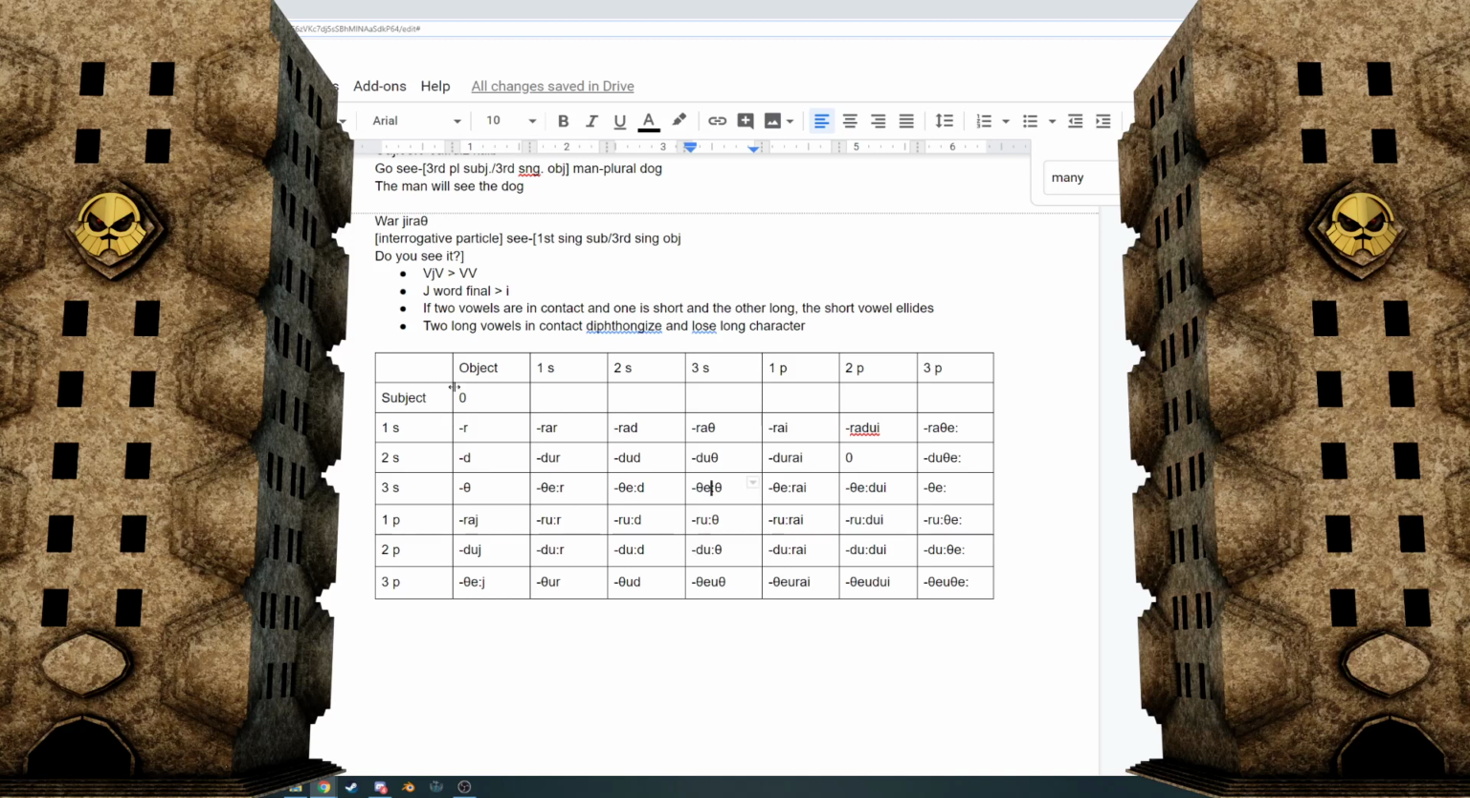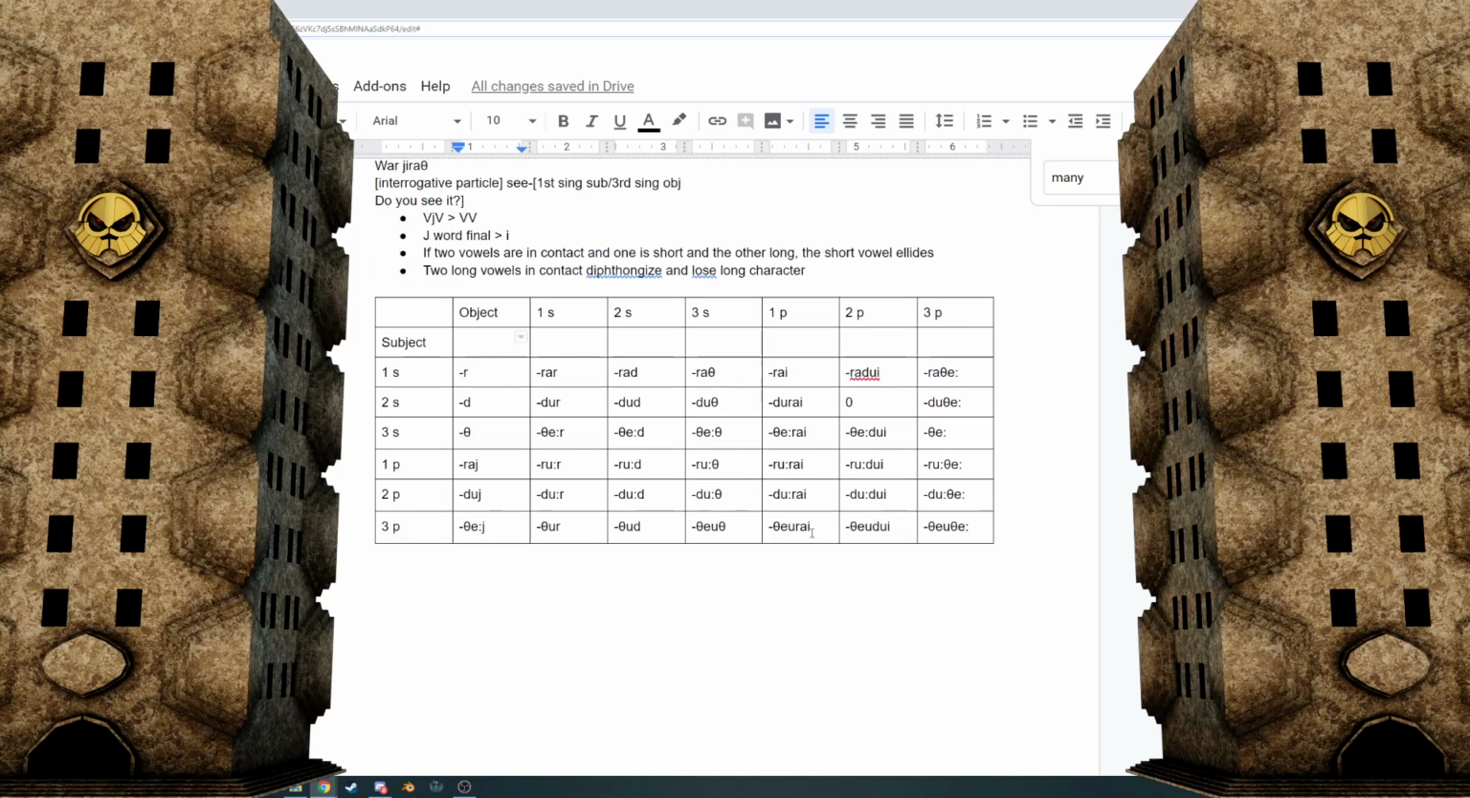Okay. Yeah, I like that so far. Why is there a 0 here? Why is that a thing? Whatever. Urai. Eudiu. Eudui. Uthe. Uthe. Rai, Ud, Ruth, Urai, Udui, Uthe.